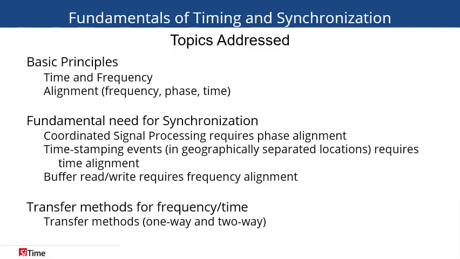So basically, this brings me to the end. The topics we talked about were some basic principles of time and frequency, the notion of alignment. We talked about the fundamental need for synchronization. For example, coordinated signal processing requires phase alignment, and we'll see that on many occasions when we talk about wireless transmission in 5G, 4G, 3G, whatever. Timestamping events, especially in geographically separated locations, requires time alignment, of course, and you need that in order to decide the ordering of events.